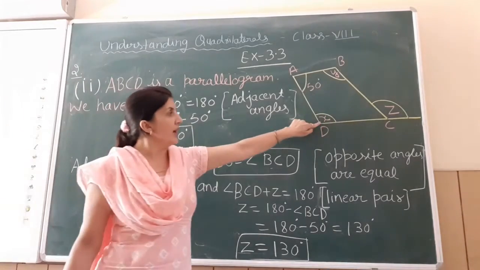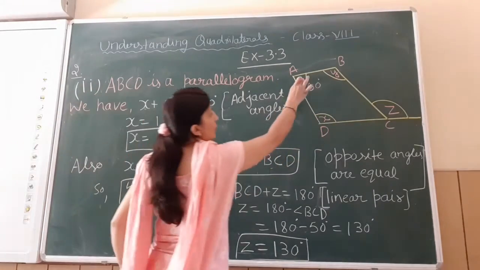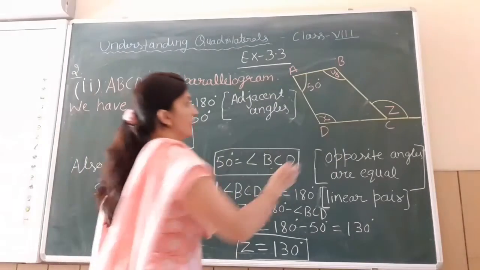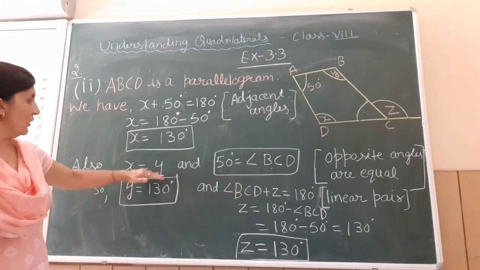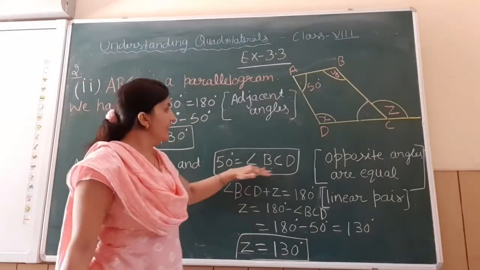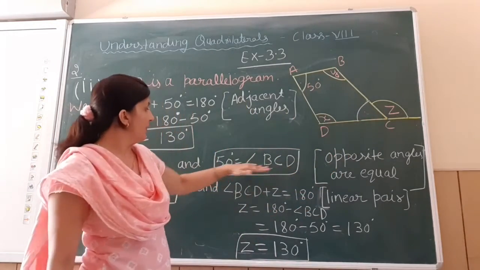Now we have found out value of X. X and Y are opposite angles. Likewise 50 and this angle are also opposite. X is equal to Y, so value of Y is equal to 130 degree and 50 degree is equal to angle BCD. So angle BCD will be 50.